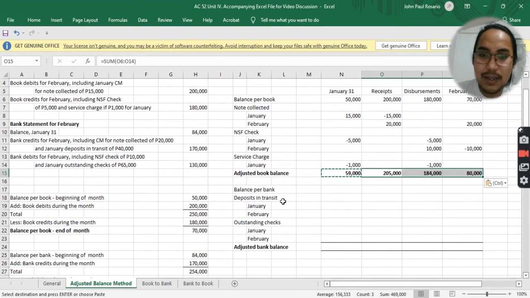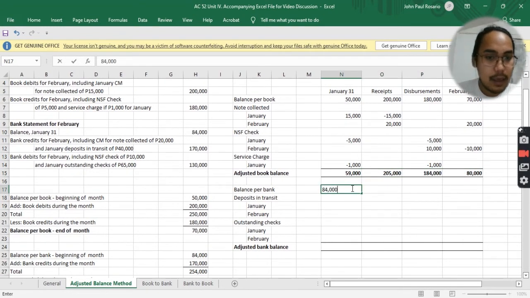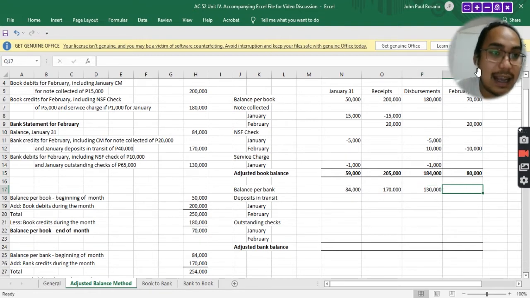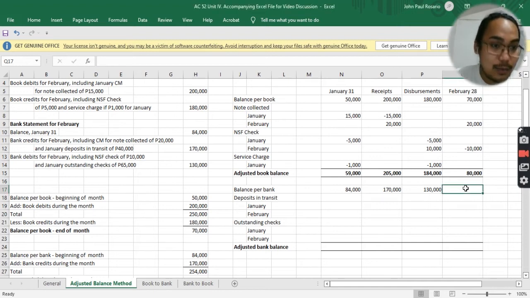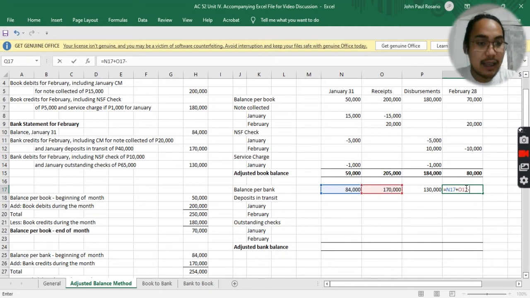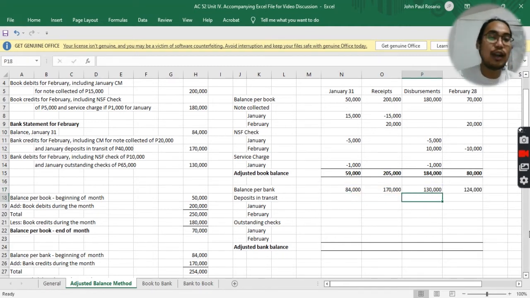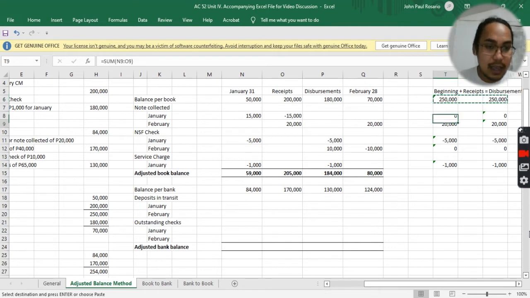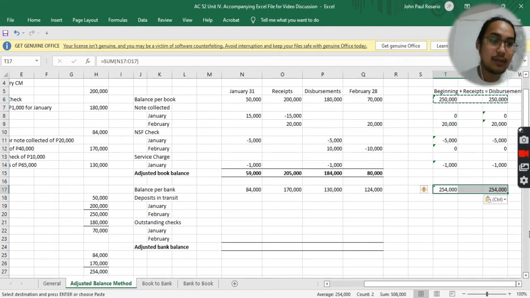We were given here a beginning balance of 84,000. And then total credits of 170,000. Total debits of 130,000. And same with computing for the ending book balance, we can also do that with our bank. So beginning plus credits less the debits is equal to your unadjusted ending balance for February sa bank statement. So checking for the accuracy of things. So equal to 54 and 254.